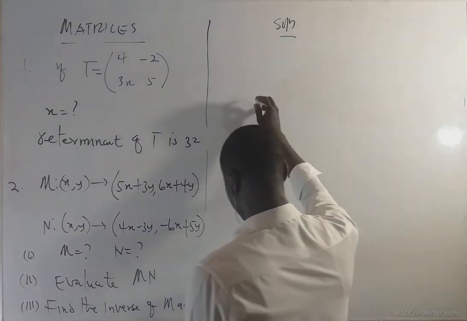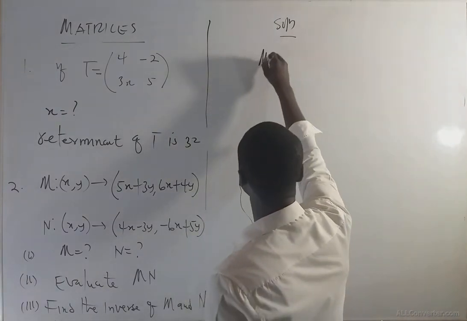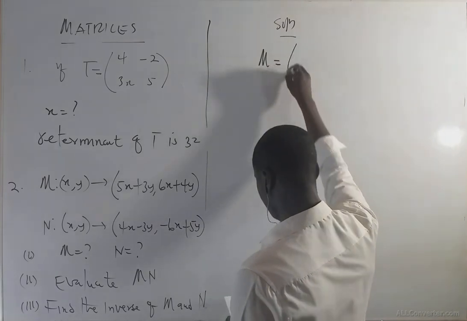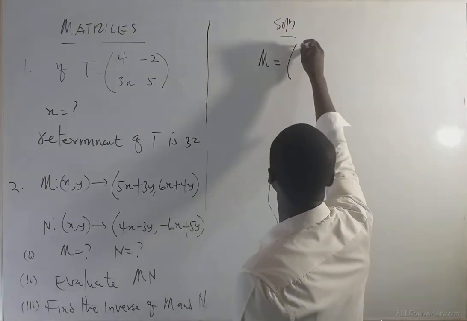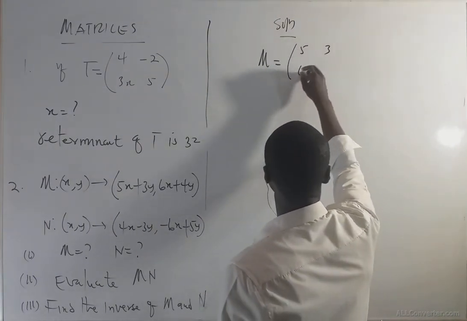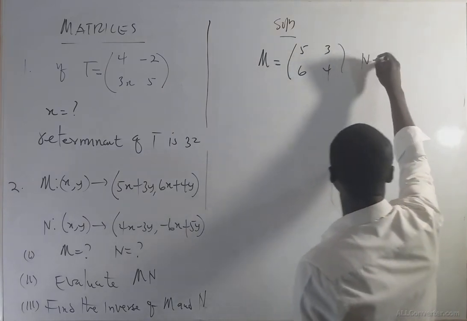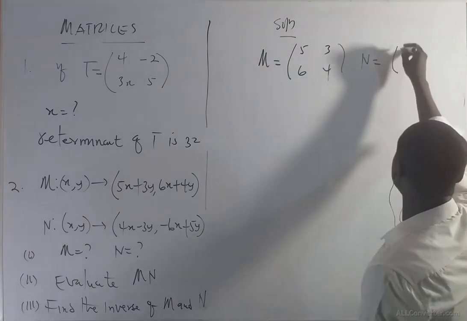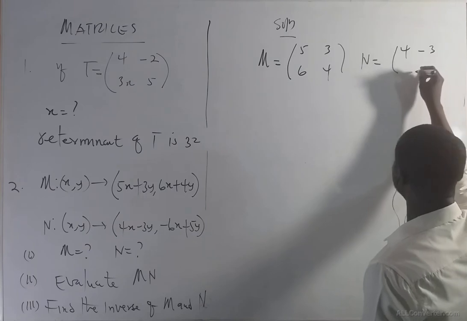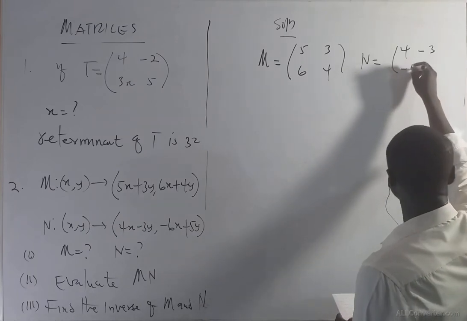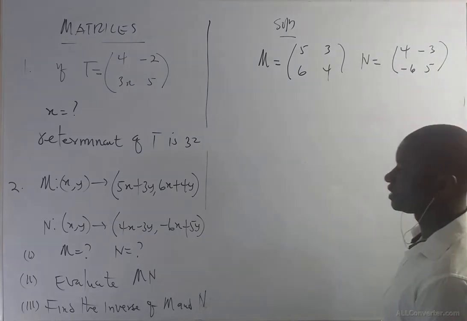and I will give it to you as an assignment to solve and finally compare. So your matrix M is supposed to be 5, 3, 6, 4, and the matrix N, you are supposed to get 4, minus 3, then we have minus 6 and 5. These are the two matrices.